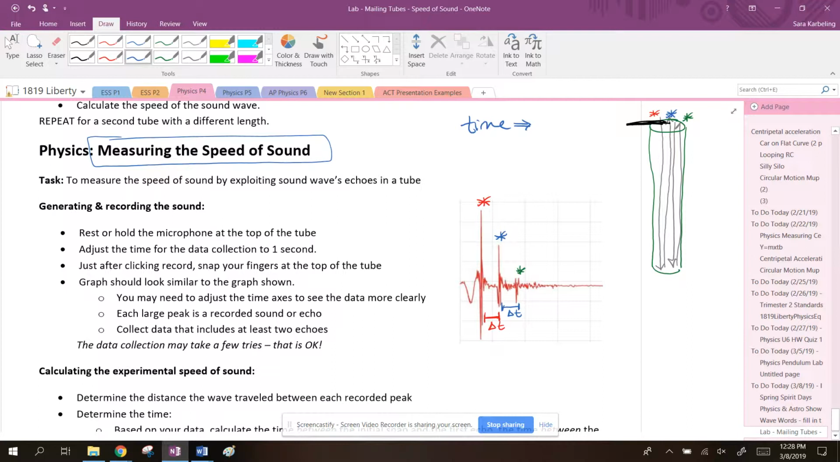Okay, so I've got my time. Yay for me. I got my delta T. But I don't want to know delta T. I want to know the speed. How do I find the speed? How do you find the speed of a wave in this case? Distance over time, right? Just like we did in September. Right? We rolled that bowling ball down the hallway.